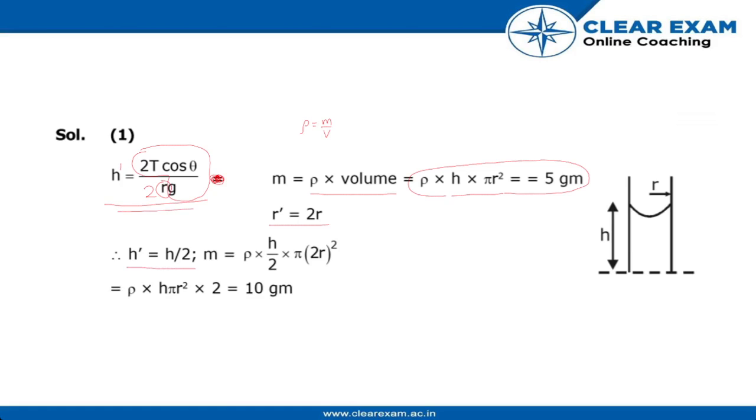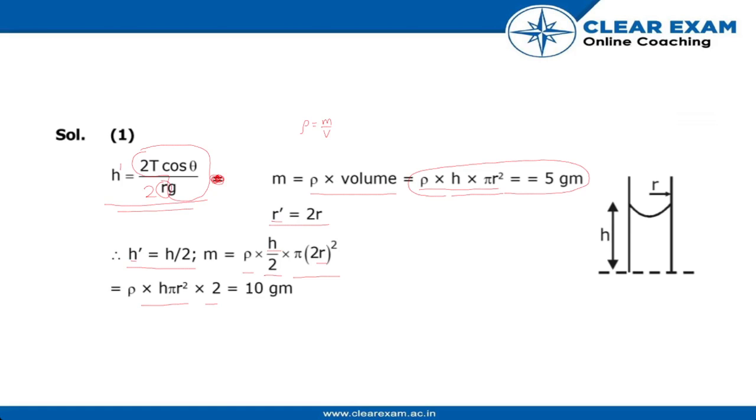Now to calculate the new mass that has risen in the capillary, we'll simply put in the new values. So rho into h by 2, which is our new height, into pi 2r whole square. And we've put it directly in h and r terms, not in h dash and r dash terms, so that we can compare it to the old values. So this gives us the mass as rho pi r square h into 2. So this is basically double of the old mass, which was 5 grams. Rho pi r square h is 5 grams.